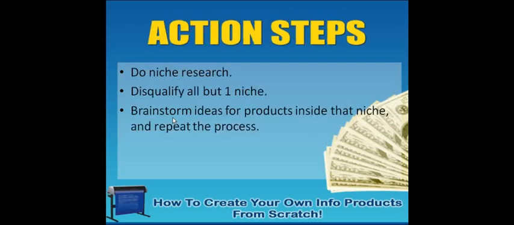So what we've got to do is the niche research. In the last video, the action step was to write down 5 to 10 niches. Then you're going to go through and disqualify all but one niche. Now, that does not mean you throw that away. If you're writing it down on a piece of paper or tracking it in Excel, keep it, because that's telling you another avenue that you can go down perhaps later on.